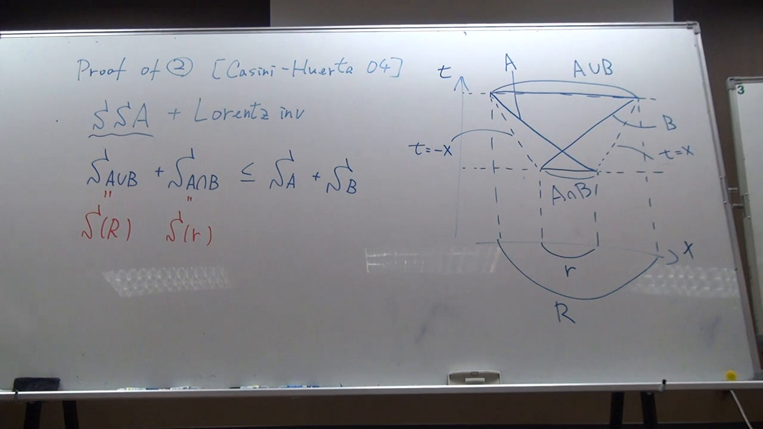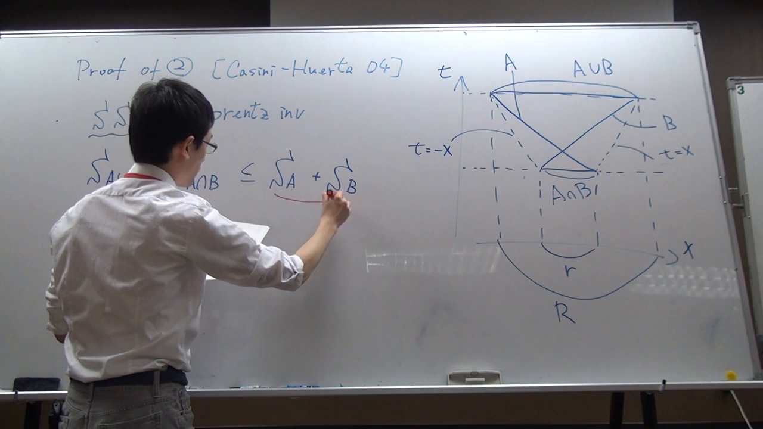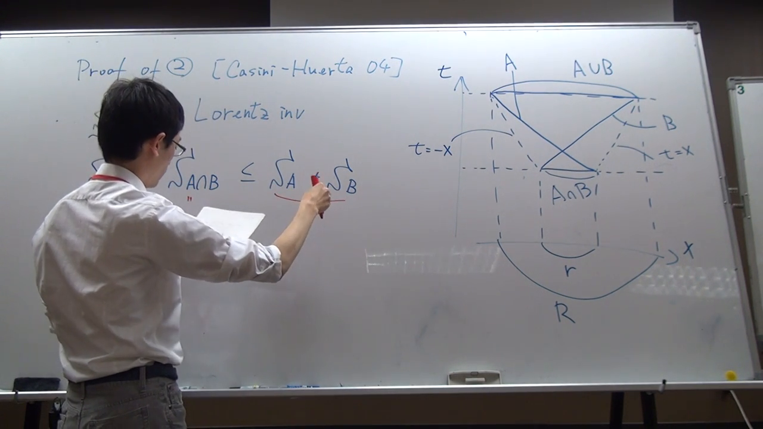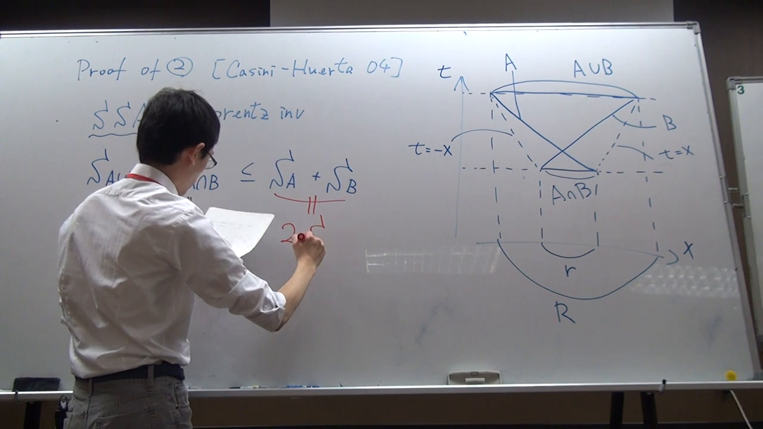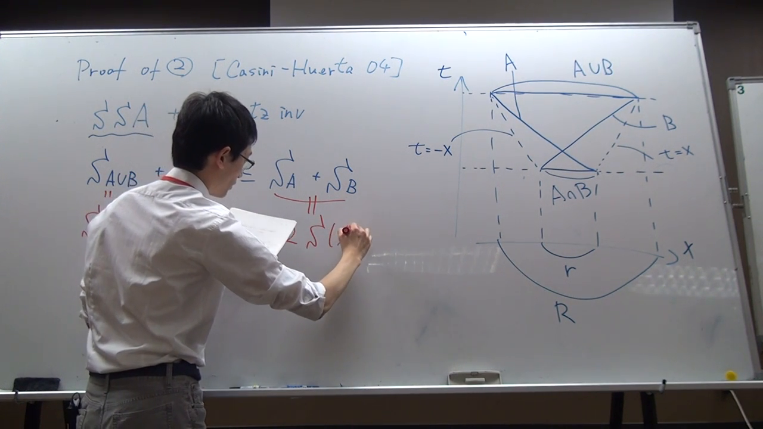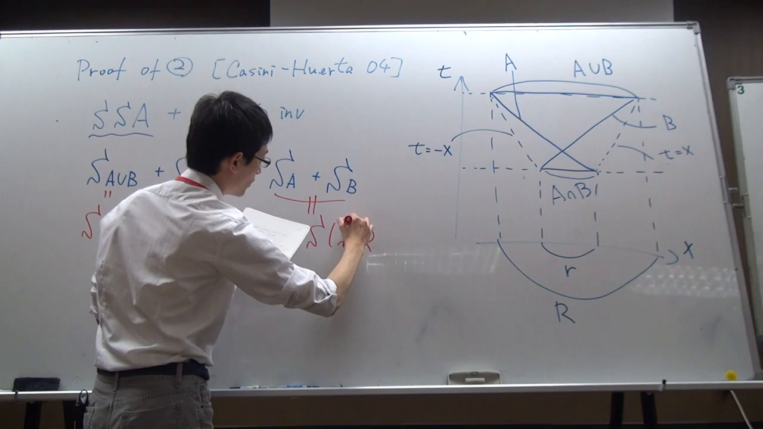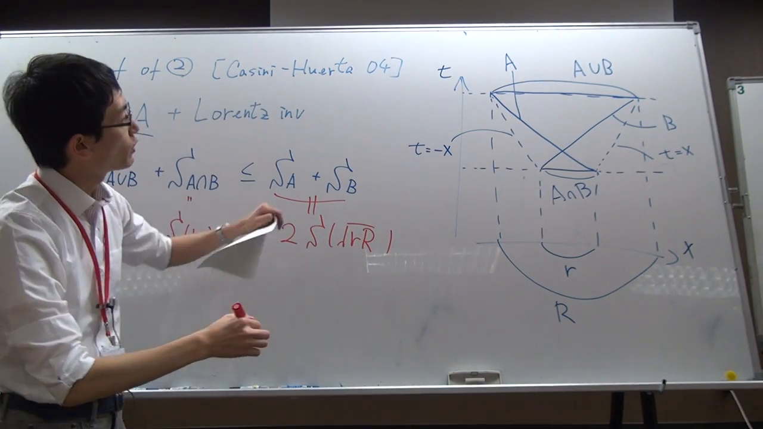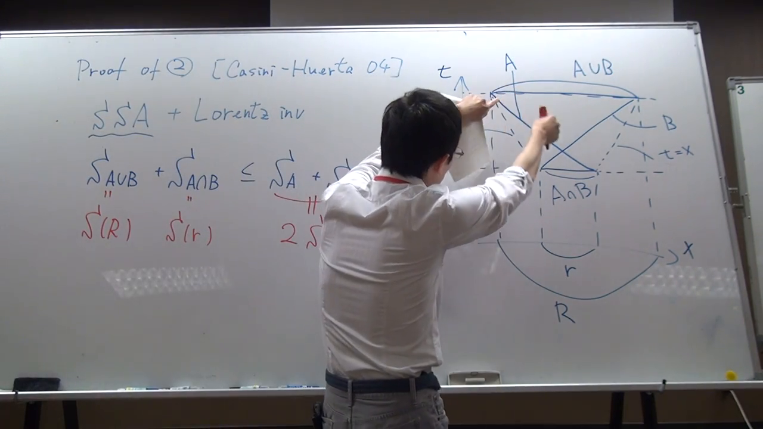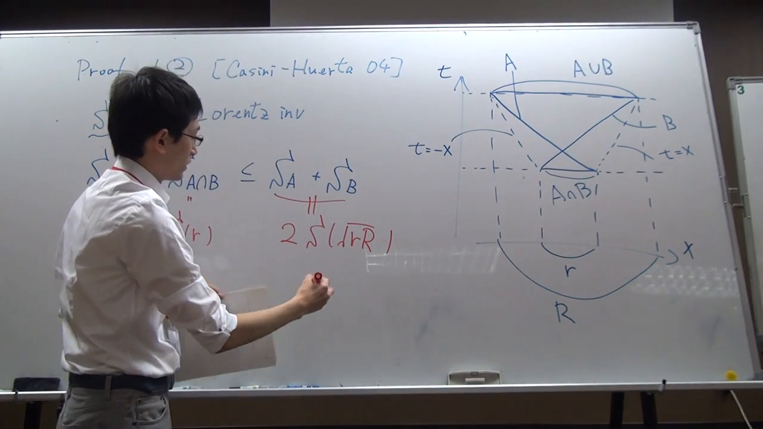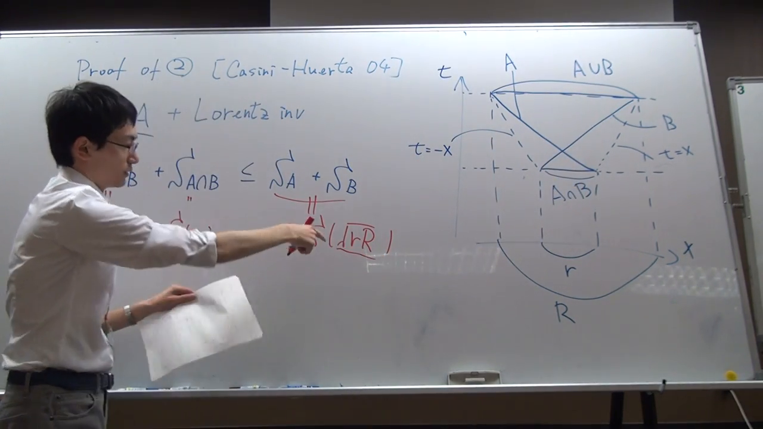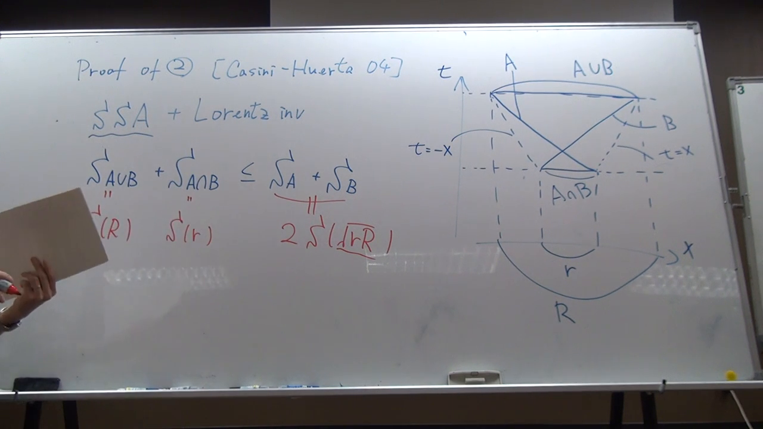Okay, so these two are very trivial. But S_A and S_B are equal in my figure, and this gives you twice S of the square root of small r times capital R, because if you compute the invariant length of A and B, then you see that this is the length. This is the length. Okay.